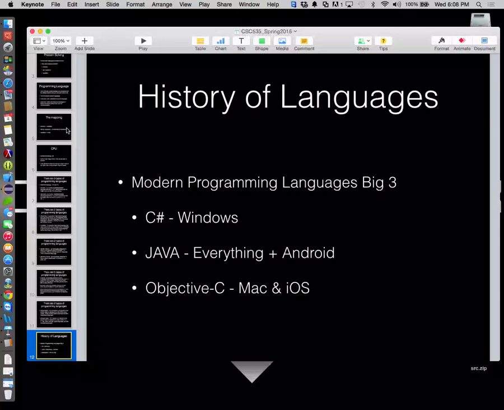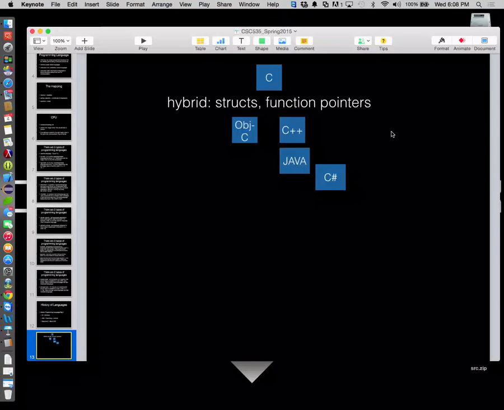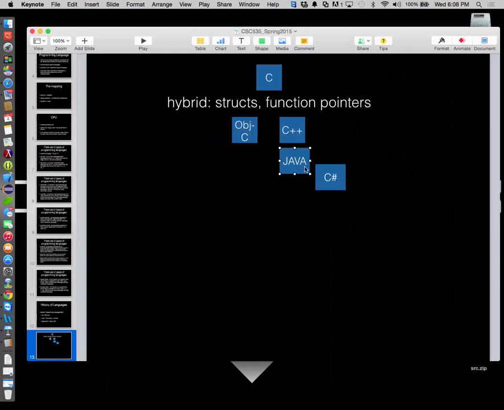Then we talked a little bit about the history of these languages. This is C# to Java to Objective-C, what I call the big 3, and how they came to be. We did talk about Java and Microsoft's lawsuit, and kind of how we got to C#.